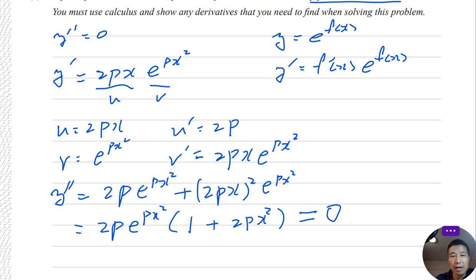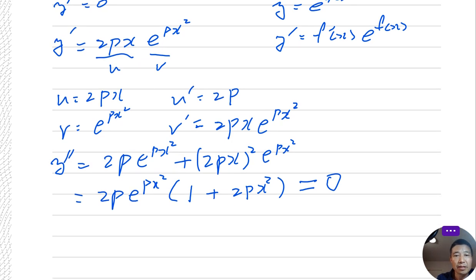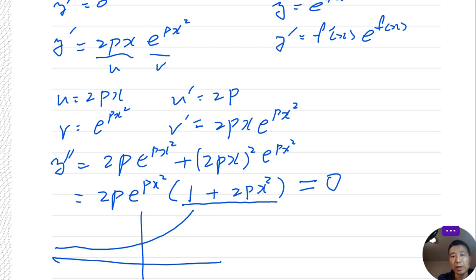Now, look, e to the power of px squared can't be 0. So this is the exponential graph. So something like this, right? So it's always above 0. So always positive, right? And what about this one here? 1 plus 2px squared. It's got to be positive as well. So positive times positive should be positive, never 0. Okay? So that's how you prove.